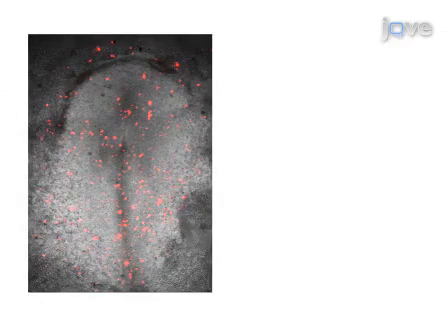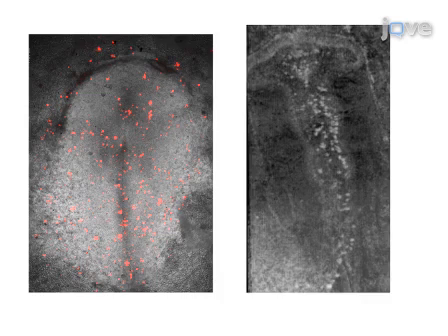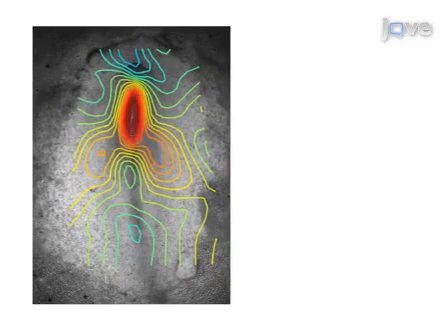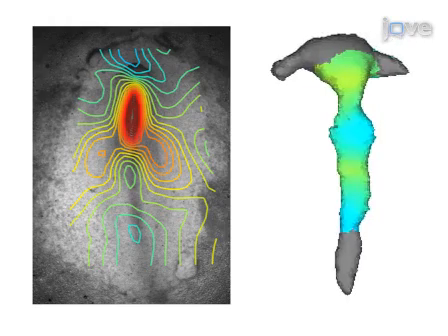Next, track the labels during culture using fluorescence microscopy or optical coherence tomography imaging. Resulting morphogenetic strain maps indicate regions of tissue elongation, shortening, and shear in both 2 and 3 dimensions.